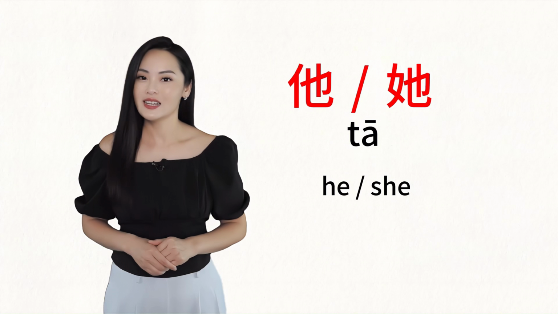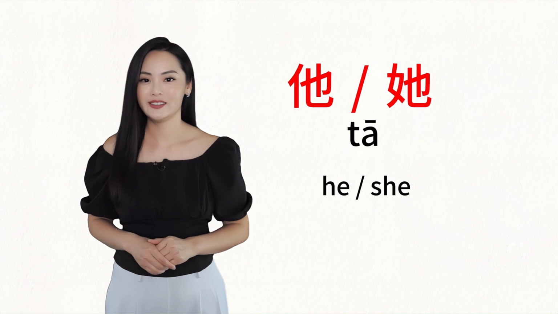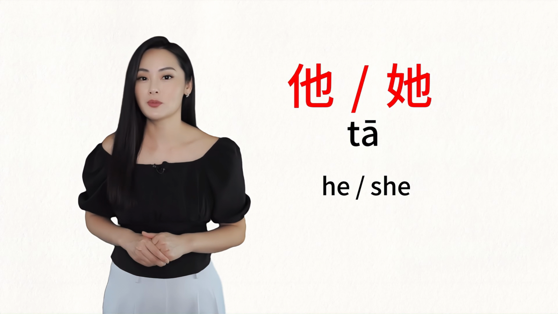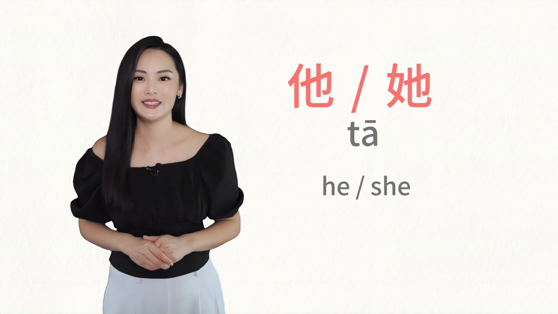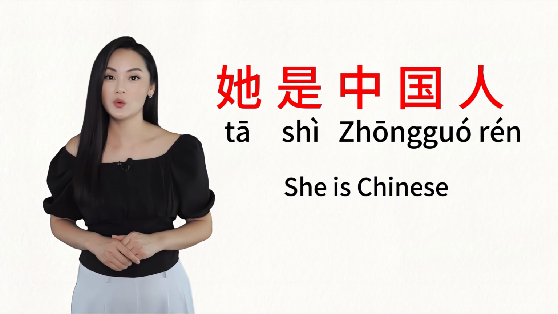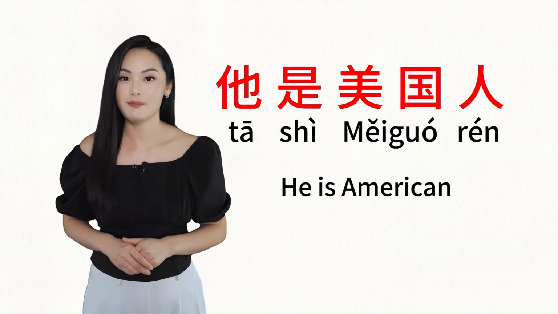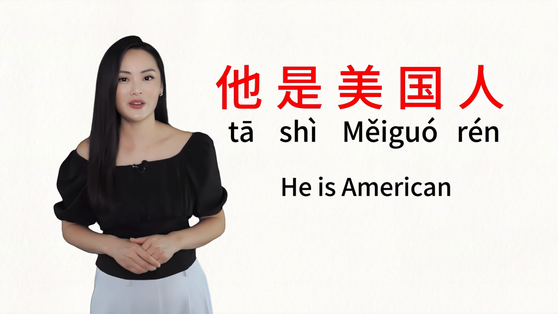Now that you know how to say hello and talk about yourself, let's learn how to talk about other people too. To say he or she, we use the same sound, 他. 他 means he or she. Yup, same sound. The character is different, but the pronunciation is the same. 他是中国人, she is Chinese. 他是美国人, he is American.